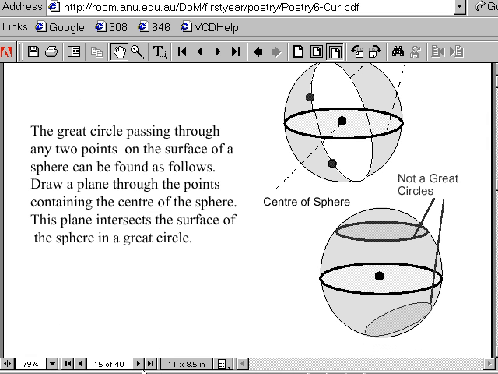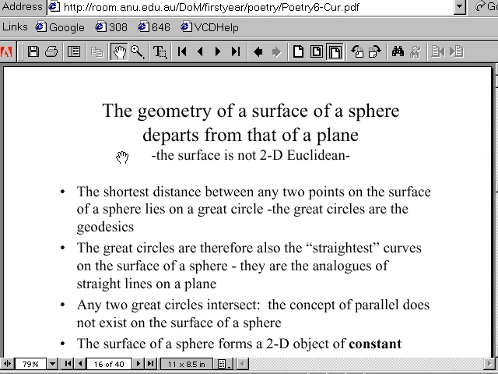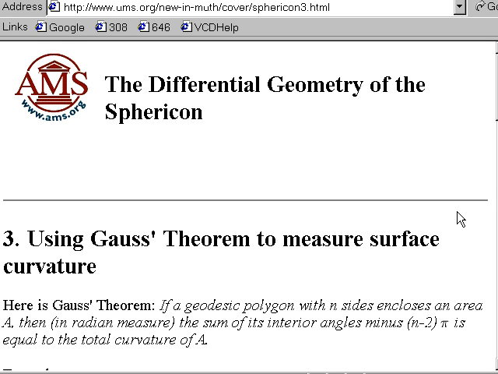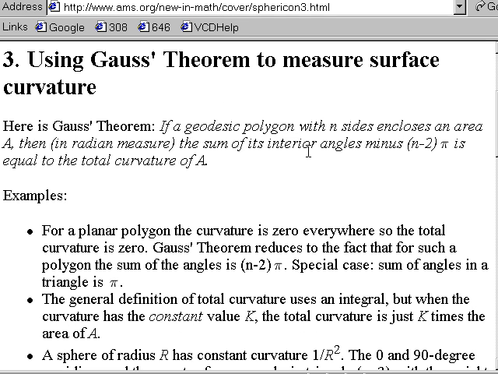So you can walk your way through this, and it goes on to discuss the surface of a sphere, great circles, which calculate geodesics, and on. So I won't go through all that, but it's a very nice presentation leading up to, in 3 dimensions, the curvature of space. There's a nice theorem that I found, a relationship to Gauss's theorem, between circumscribed polygons and the computation of total curvature.